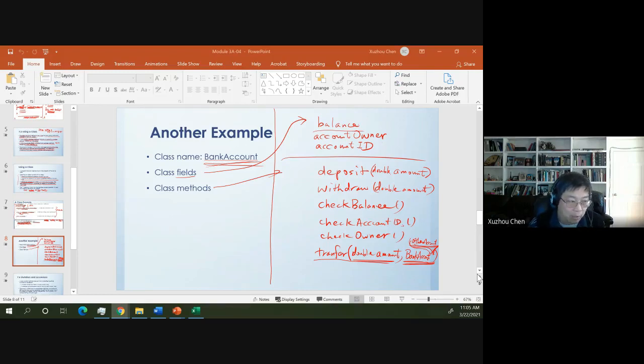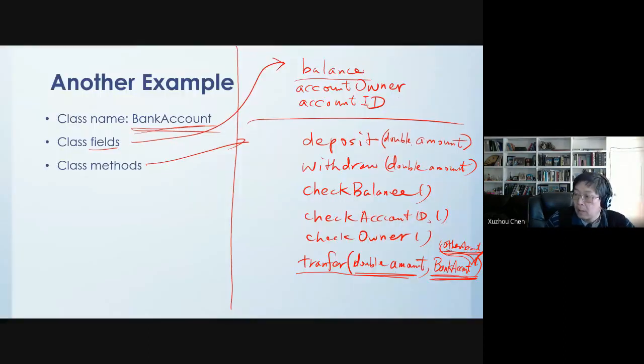Now, today we're going to continue our discussion on the bank account. Remember, we talked about the bank account class, and we want to create a class called a bank account. We try to define the class fields, and also the class methods or operations related to the account. Okay, so let's get to our topic on the bank account.